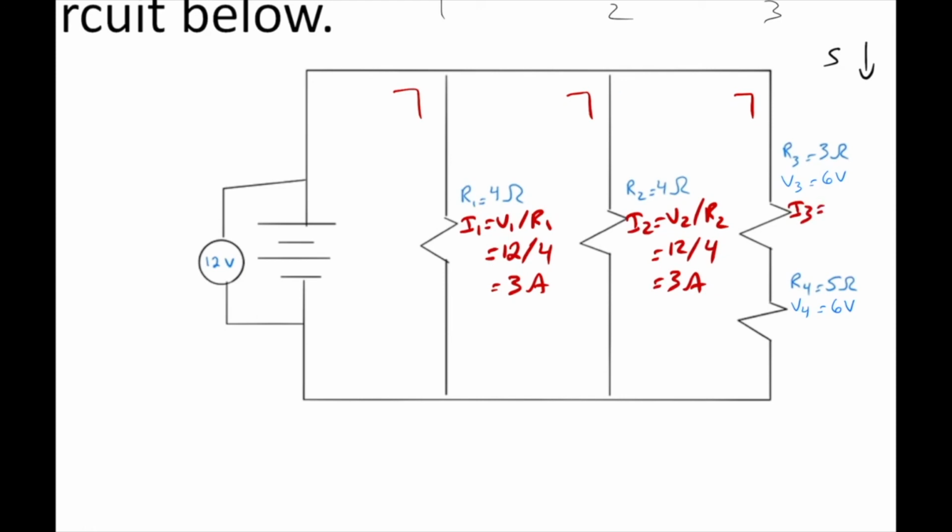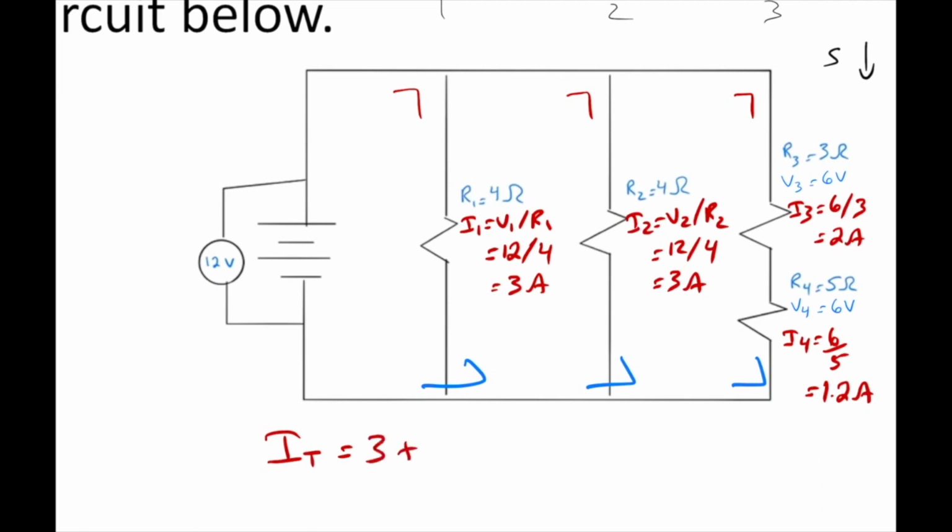I3, using the same thing, is V3. So 6 divided by 3, which is 2 amps. And I4 is V4. So 6 divided by 5, which equals 1.2 amps. Now we can figure out I total, because I total is the I from this branch here, plus that, plus that. So it's I1, which is 3, plus I2, which is 3, plus I3, which is 2, plus I4, which is 1.2. When you add all those up, you get 9.2 amps. So that's the first bit of the question.